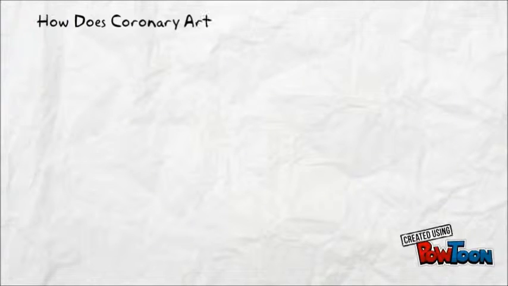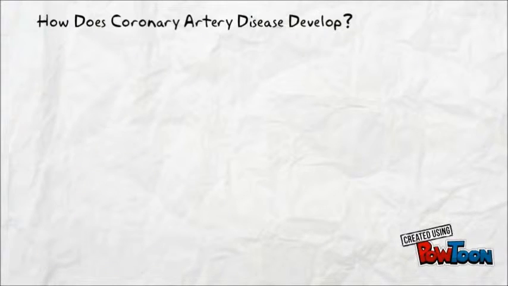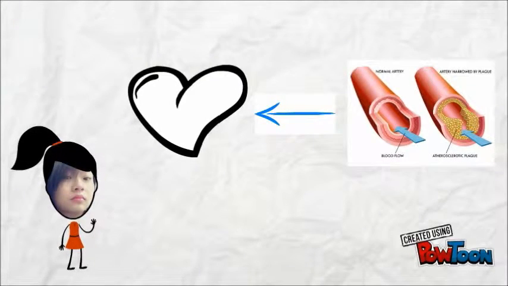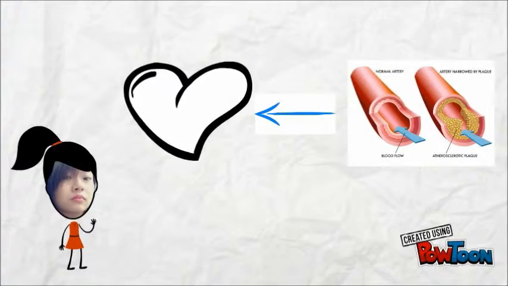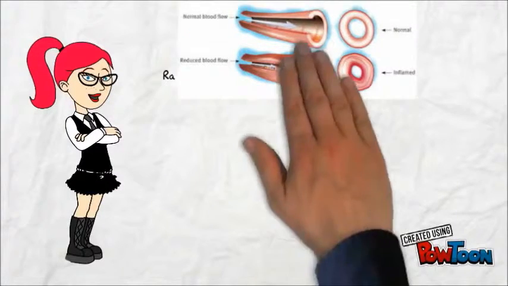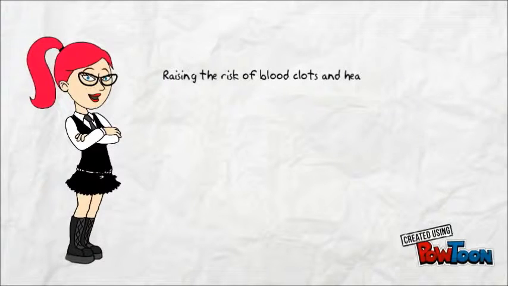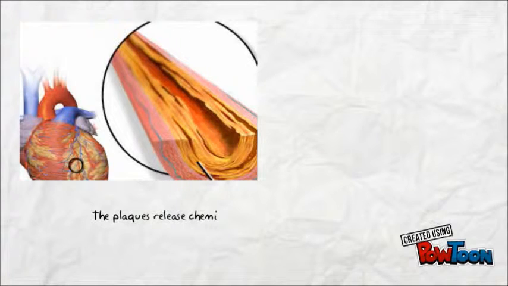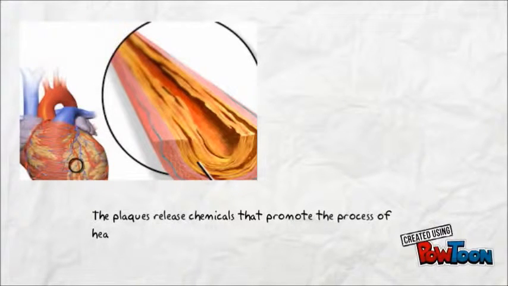How does coronary artery disease develop? From a young age, cholesterol-laden plaque can start to deposit in the blood vessel walls. As you get older, the plaque burden builds up, inflaming the blood vessel walls and raising the risk of blood clots and heart attack. The plaques release chemicals that promote the process of healing but make the inner walls of the blood vessel sticky.